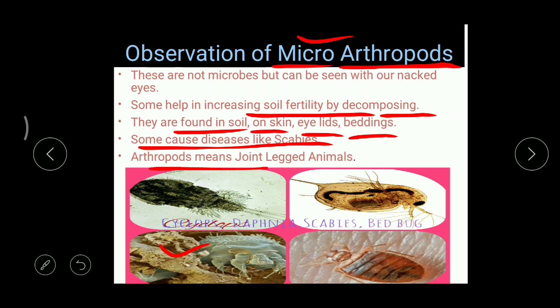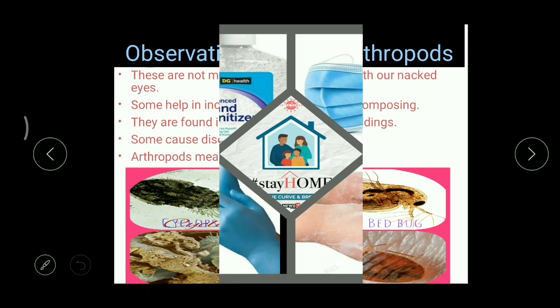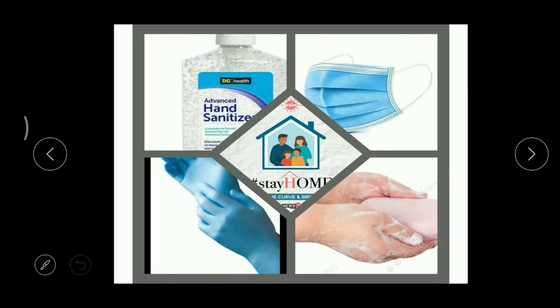And what is the meaning? We can say joint-legged animals. Here we can find good examples. The first one is cyclops, this is Daphnia, then this is itch mite or scabies mite, this is bedbug. Bedbug means we can find this in our beddings, right? So it's about micro arthropods, and that's it for today's session.